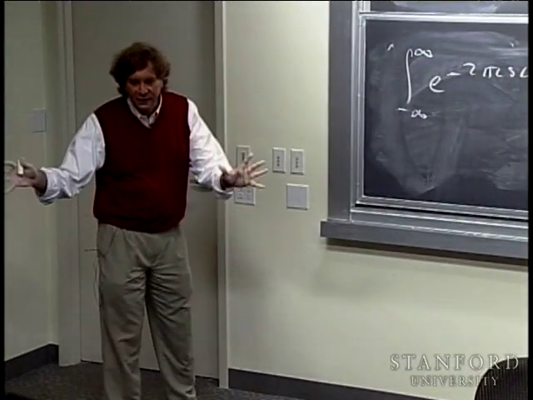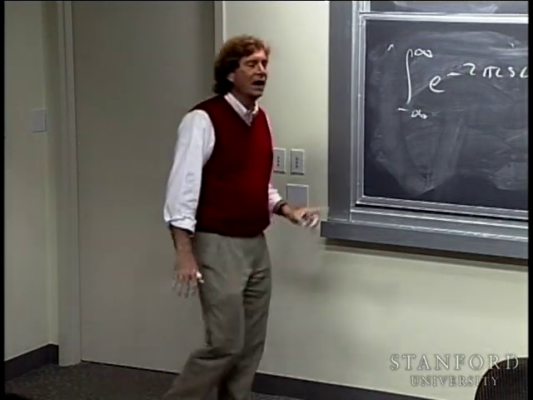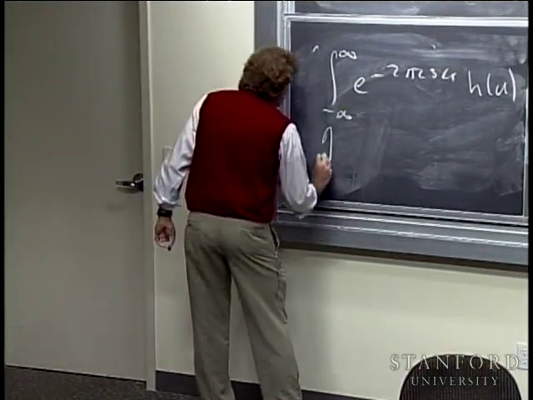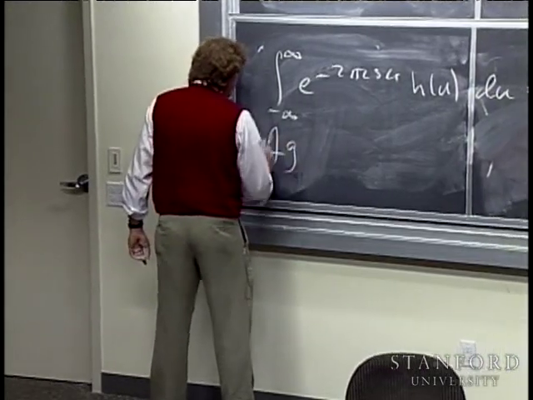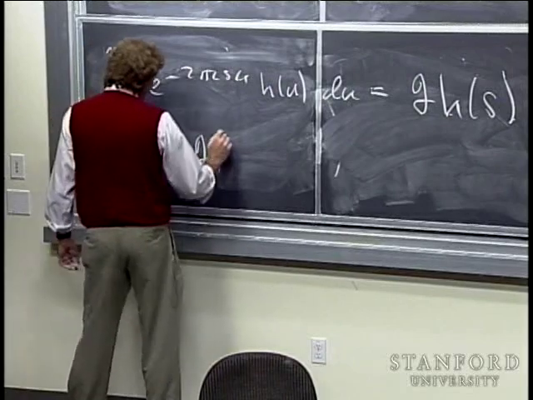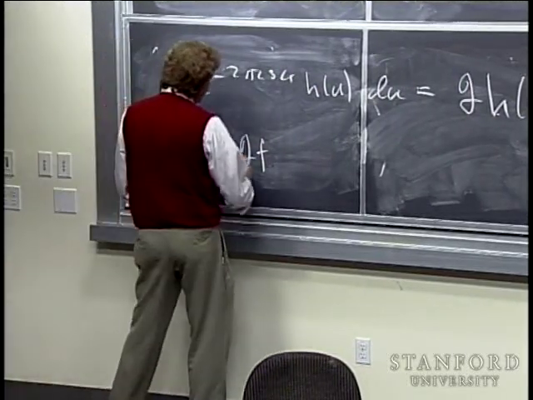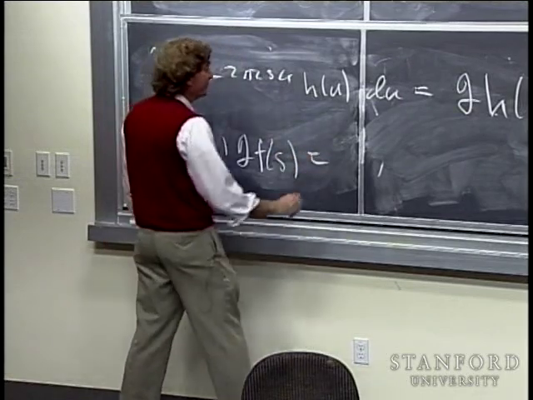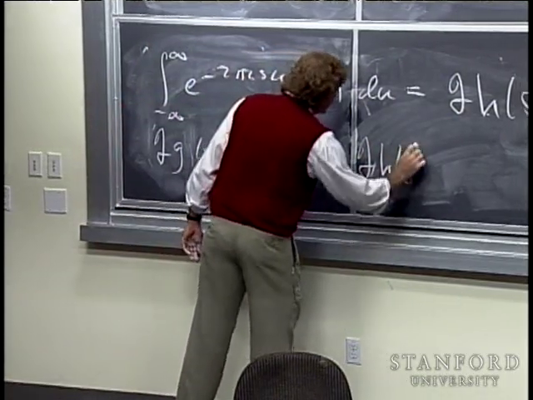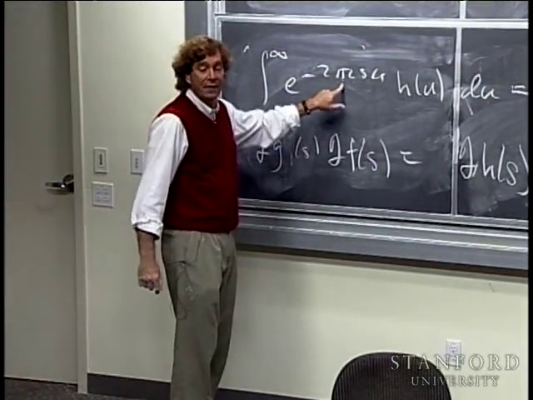Now, once again, where do we start? Where do we finish? I discovered that the Fourier transform of g at s times the Fourier transform of f at s is the Fourier transform of h at s. The spectrums multiply if I define h by this formula.